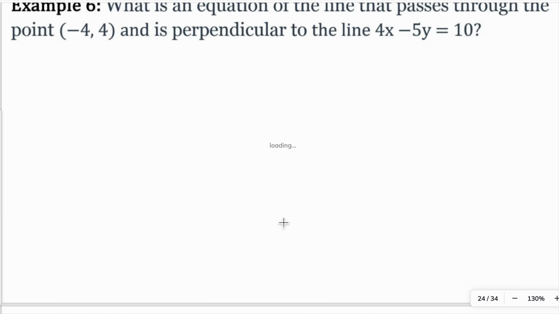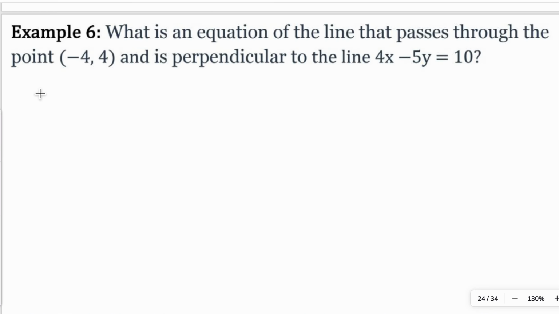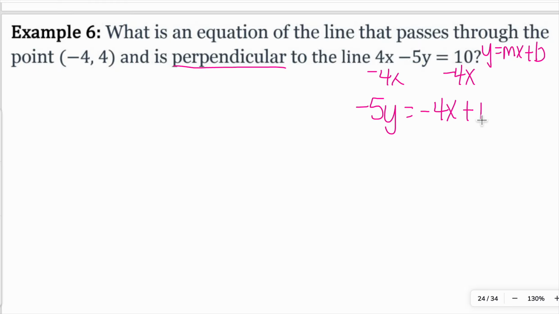Next up, we're going to do something similar, except now we want a perpendicular line. And notice that this is not in the form of y is equal to mx plus b, where I can easily see my slope. So let's go ahead and get it there. I'm going to subtract 4x from both sides. So I'm going to have negative 5y is equal to negative 4x plus 10.